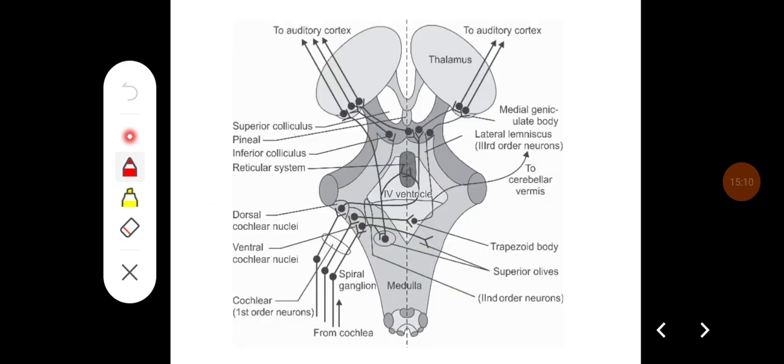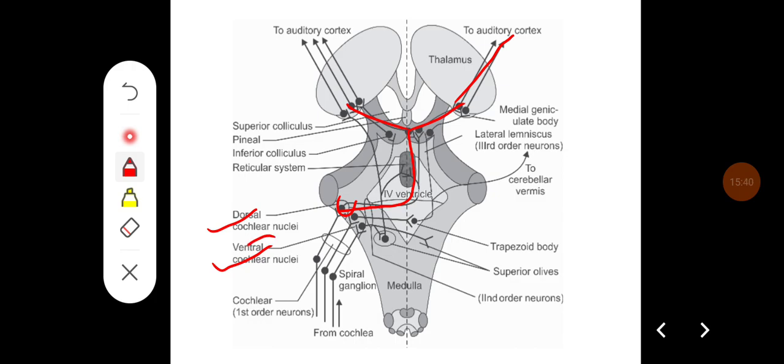So this is the diagram showing the auditory pathway, which mainly forms from the dorsal cochlear nuclei and ventral cochlear nuclei. From the dorsal cochlear nuclei, the second order neurons arise and go to the superior colliculi, and from the superior colliculi it is going to go to both sides of the medial geniculate bodies. From there, fourth order neurons go to the cortex.